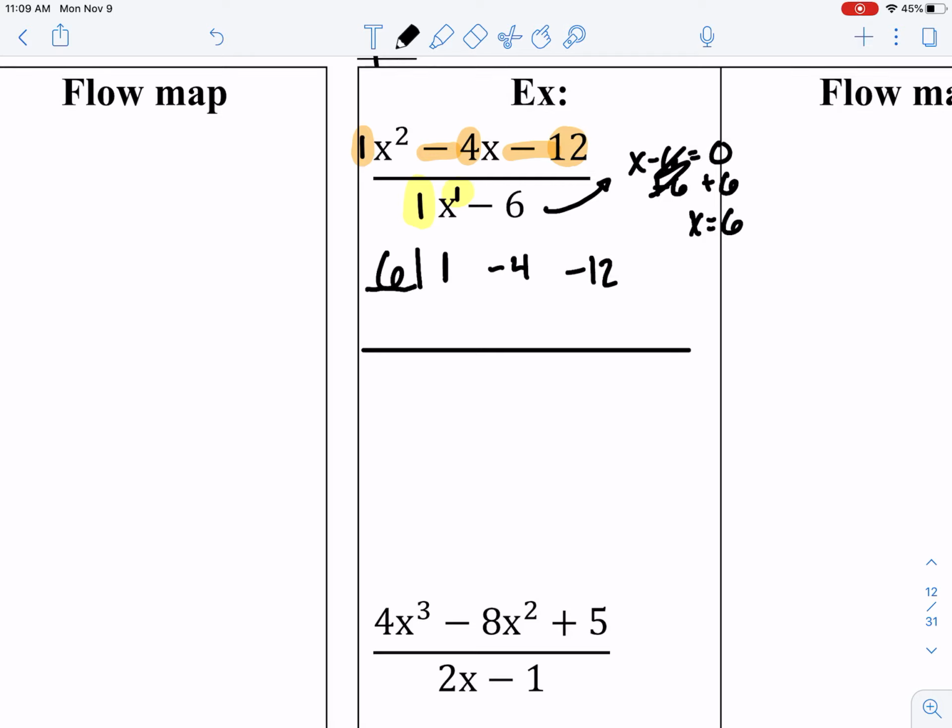Then what you do is you bring your first number down. You then multiply that number by what's in the box. So 1 times 6 is 6, and you add. So -4 plus 6 is 2. You then multiply what's under the line by what's in the box, and you add. Now the thing at the very end is what your remainder is.